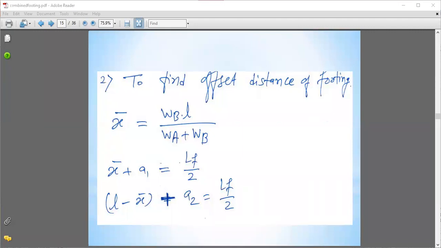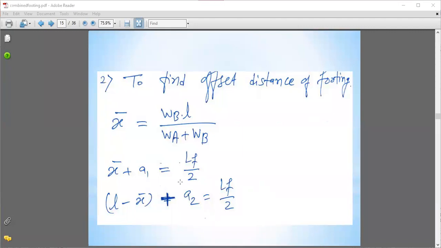X bar plus A1 is equal to LF by 2. I will show you how that x bar and the A1 will come. X bar plus A1 is equal to LF by 2. So L minus x bar plus A2 is equal to LF by 2. Based on this calculation, we can calculate the inner faces of the footing.